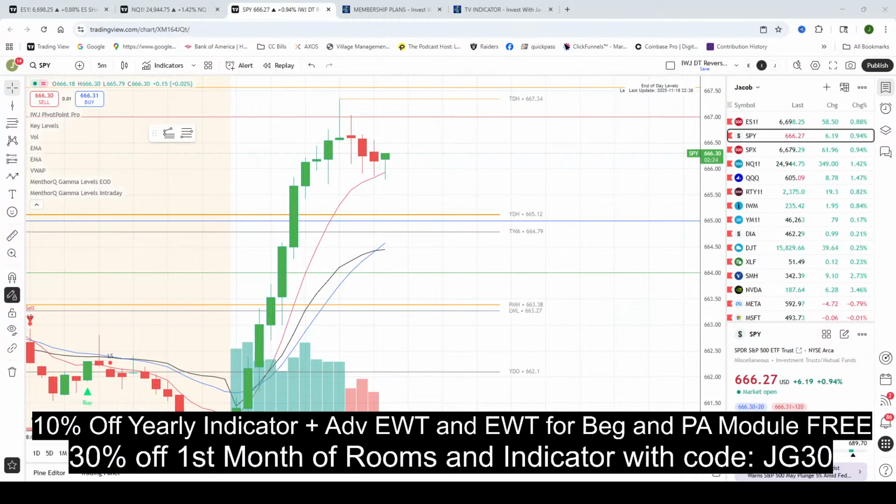They poked the 8. Couldn't get through it so far. We'll see if they have any more juice here.